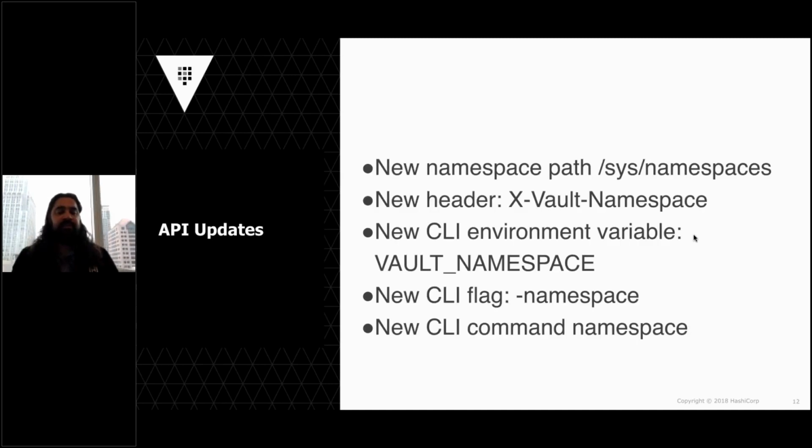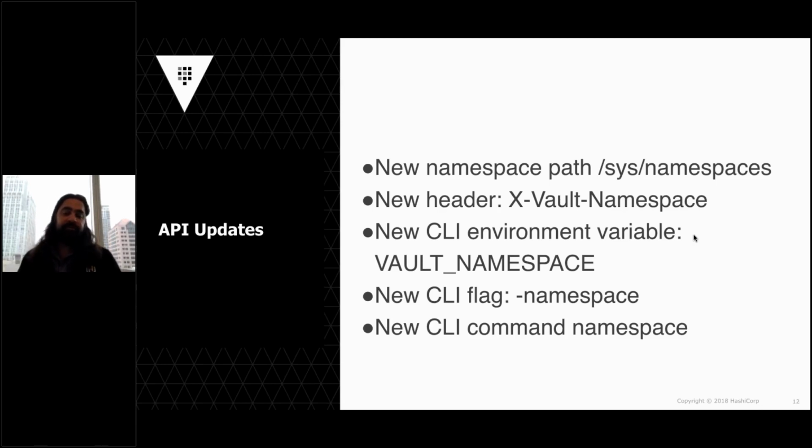Okay, some new API updates that are involved with enabling the namespaces, and that's the path for sys namespaces, which sort of makes sense. There's a new header available for the HTTP header space, and that's X-Vault-Namespace, that you can tack your namespace into your web calls. There's a new CLI environment variable called VAULT_NAMESPACE. So if your flow is such that you use environment variables to denote some of your flags, then that's an appropriate way you can do that.